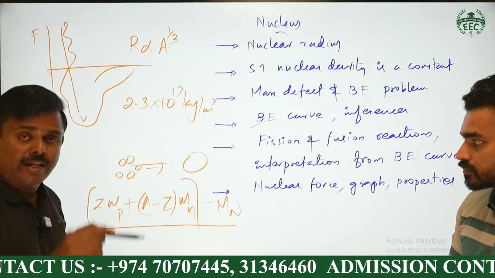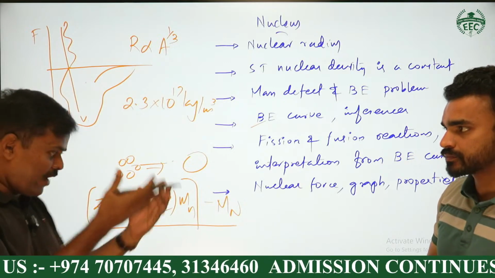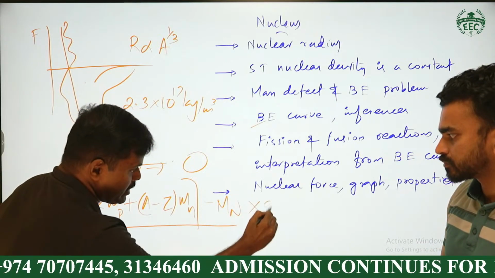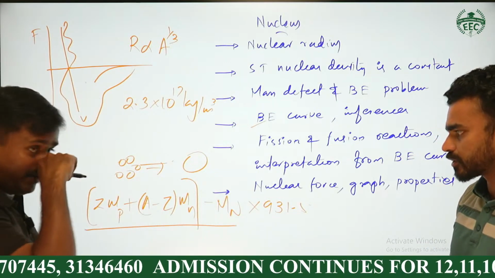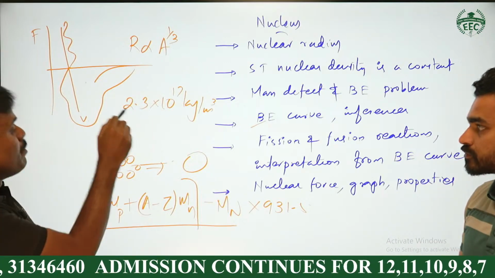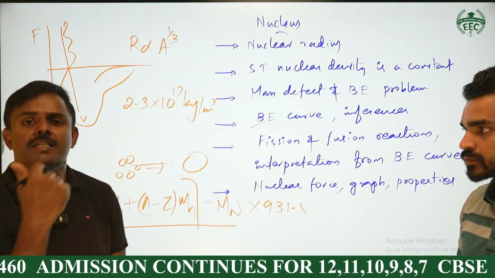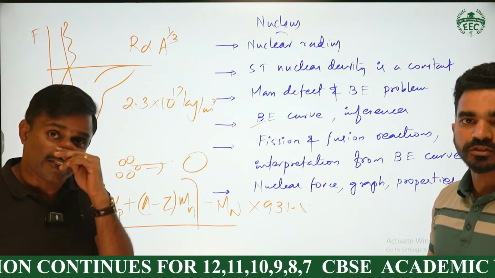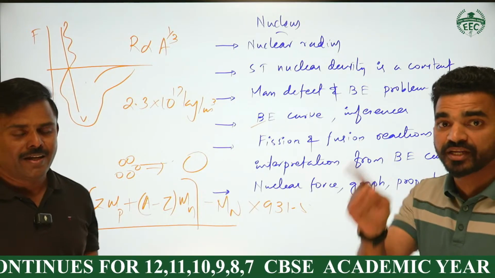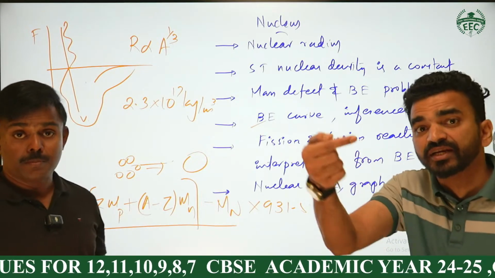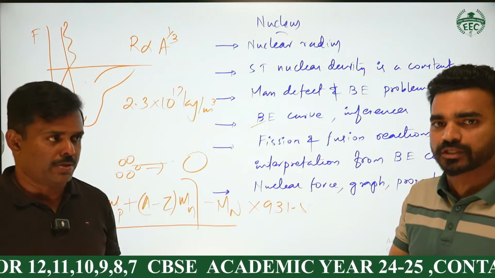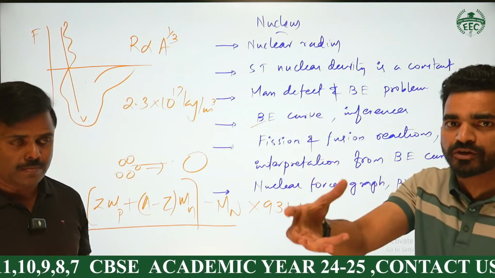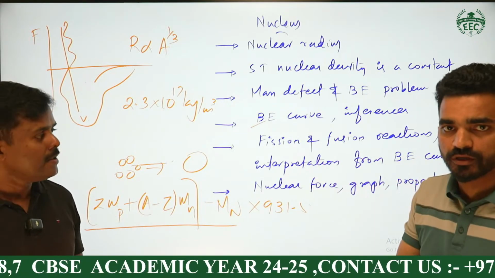For each element, for example if they give lead, find it for lead, multiply by 931.5 to get mega electron volt. Divide that by the mass number and you will get the binding energy per nucleon. The more binding energy per nucleon, the more the stability. Binding energy per nucleon is proportional to stability. Find binding energy by mass number; whichever has more is more stable. Okay? Keep that in your mind.